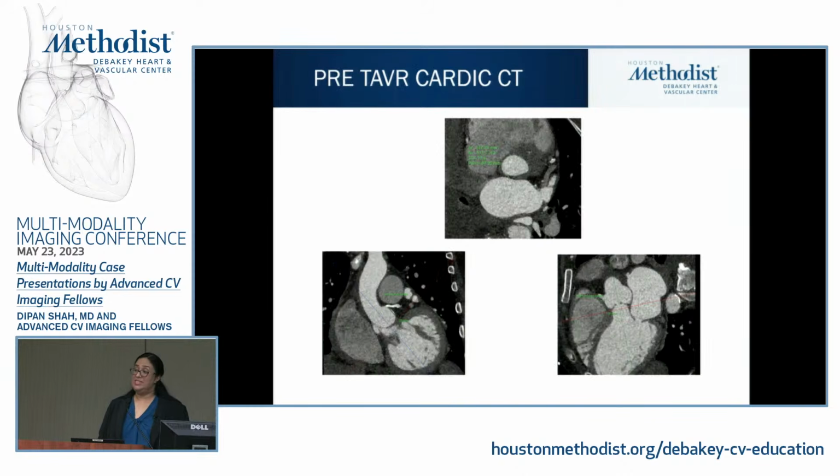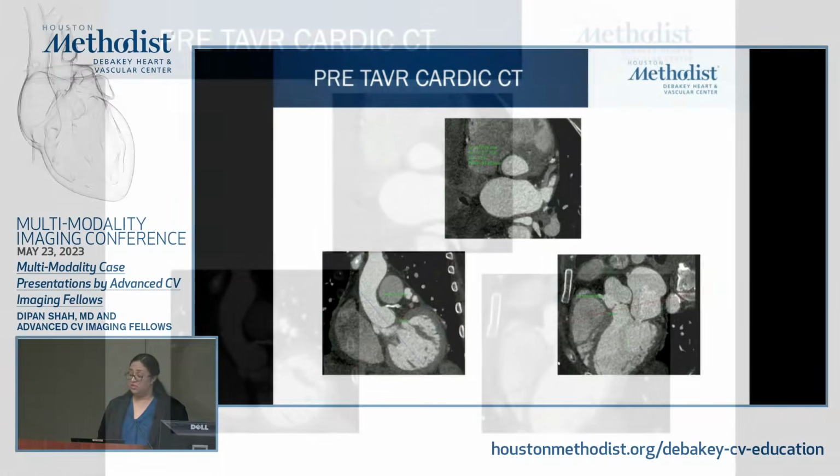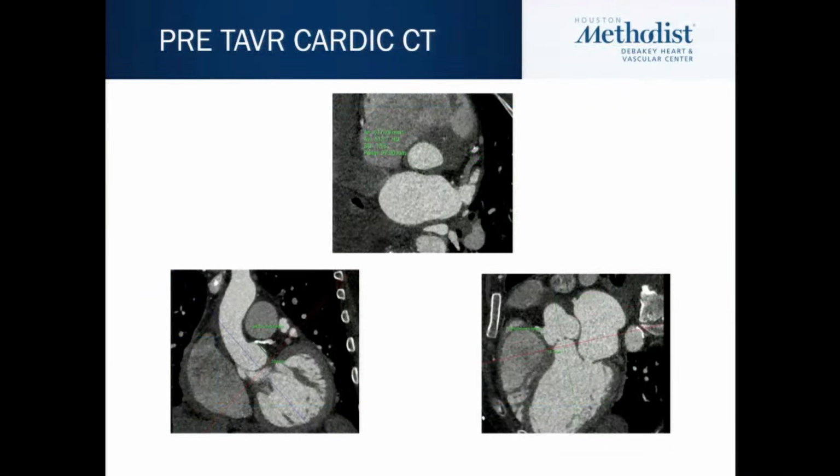What is the role of CT in these patients? So this patient received CT, and the role has grown substantially. CT is now the gold standard for annular sizing for TAVR, and for determination of the risk of annular injury and coronary occlusion.